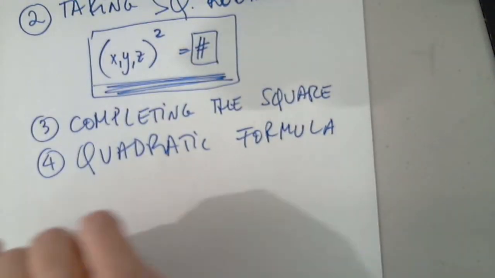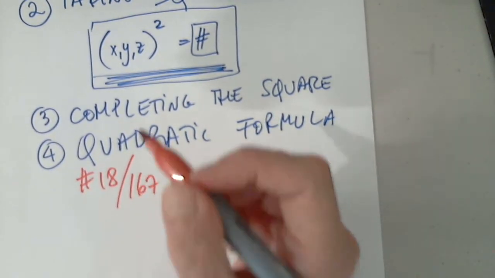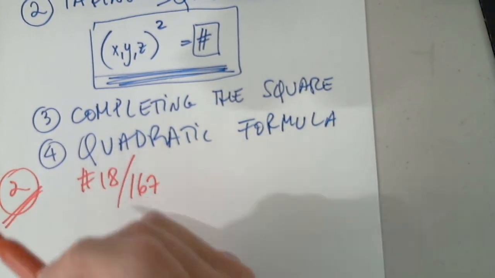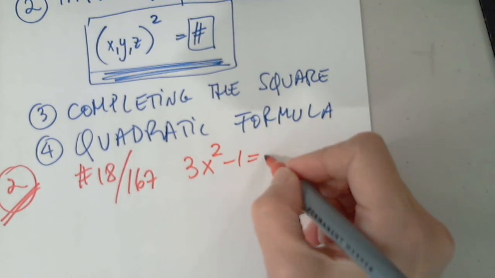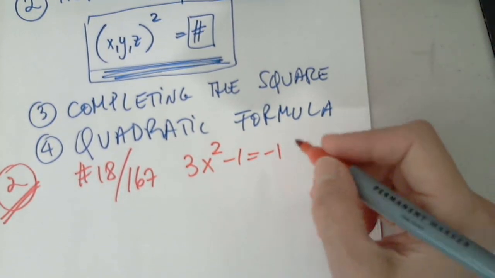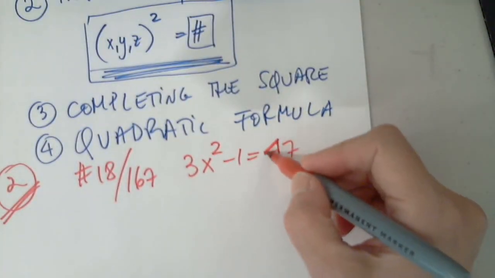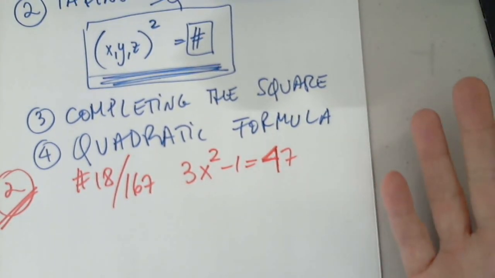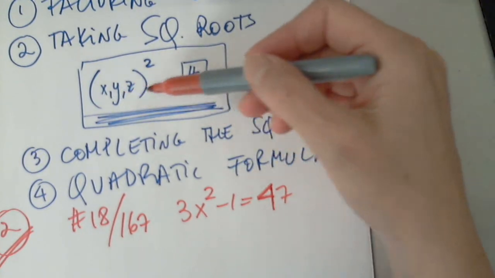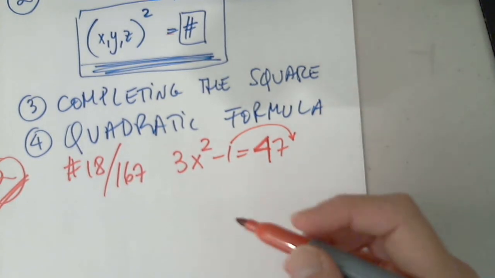So I like to start with, let's say, 18. So in 18 on page 167, we're talking about method 2, taking square roots. We have 3x squared minus 1 equals 47. So you can say you cannot apply taking square roots here, and I'll have to agree. It's not ready for this form, and it's not in this format. But obviously I'm going to add 1 to both sides.